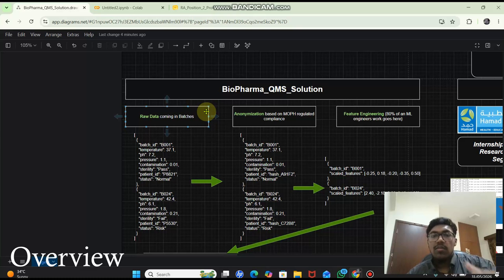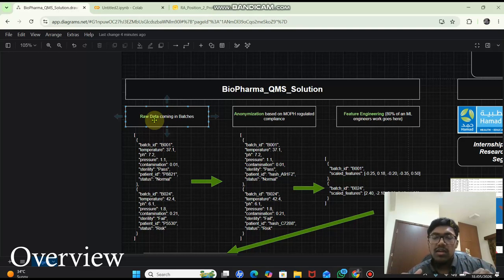Now, when it comes to biopharma QMS solutions, the data set essentially comes into the system in batches. So institutions like HMC and other providers of health related data sets, they mainly send it in batches. These data sets are not labeled, so we do not know whether a specific data set is a data set that complies or it's a risk. Right? It's just a raw data set that the institutions send.